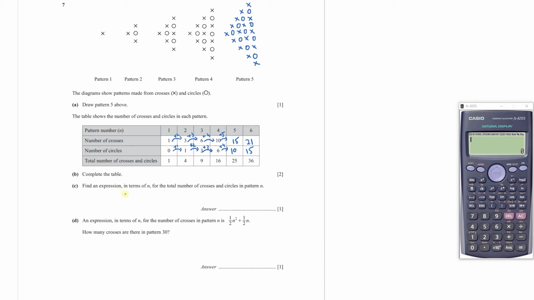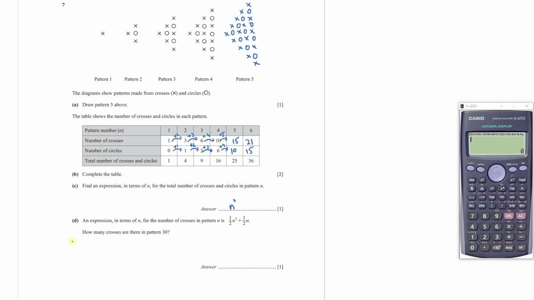Part C is: find an expression in terms of n for the total number of crosses and circles in the pattern. If you look at this, this is pattern number 1, and you have a total of 1 cross and circle. Here you have 4 crosses and circles, then 9. If you compare the pattern number with the total number of crosses and circles, you see that these are squares. So 2 squared is 4, 3 squared is 9, 4 squared is 16. So the answer here will be n squared. You simply take the square of the pattern number to get the total number of crosses and circles in that pattern.